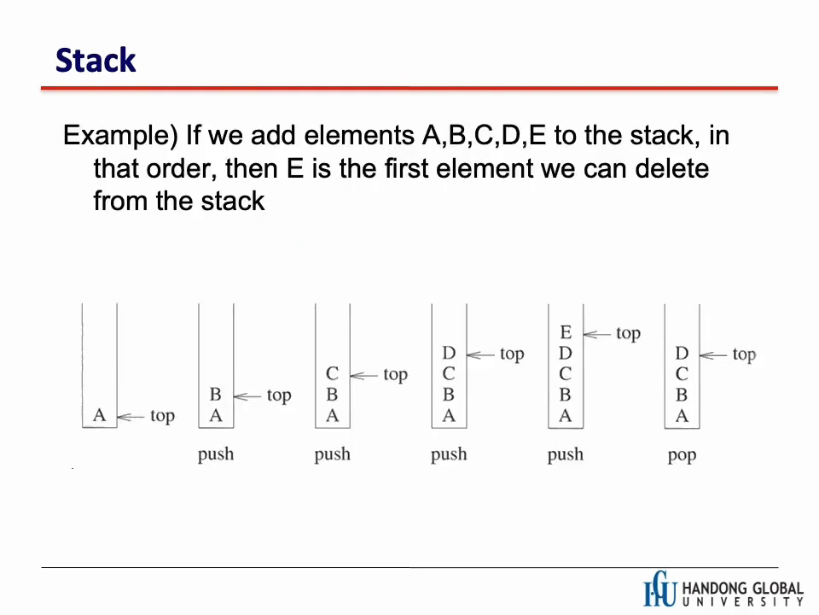Okay, let's take an example of a stack to understand how it works. Basically, if we add elements A, B, C, D, E to the stack in that order, these things will happen. Let's take a look at this graph. The first time we push, we call it push instead of insert. When we push A, the first element, we have only A in this stack, and the top is pointing at A because A is at the top of this stack. And then the next element is B.